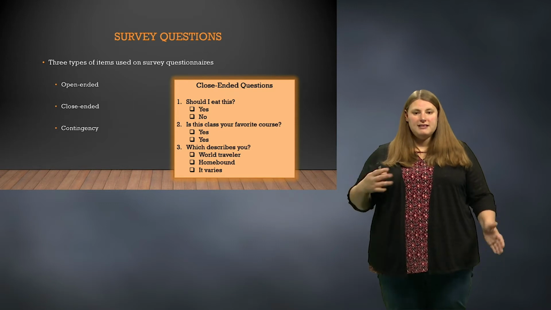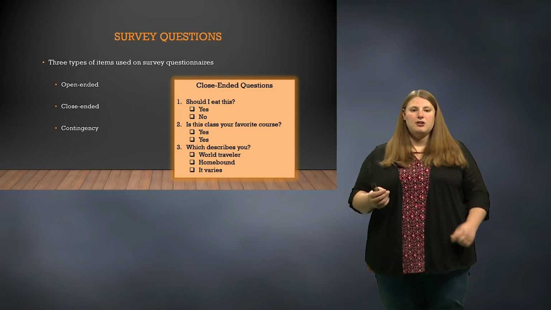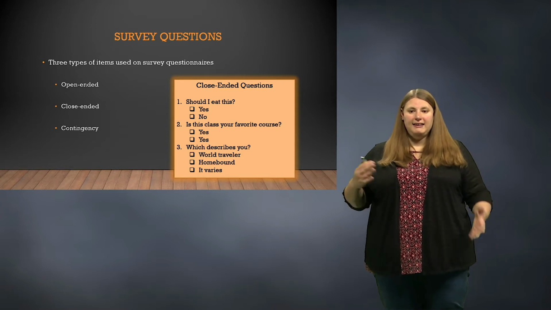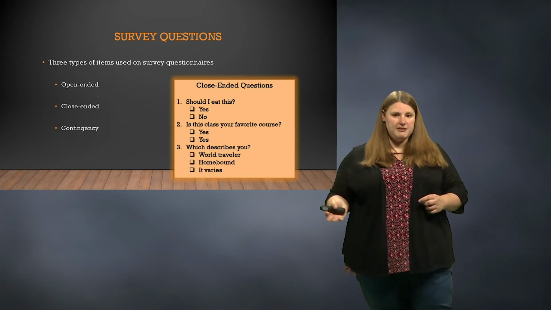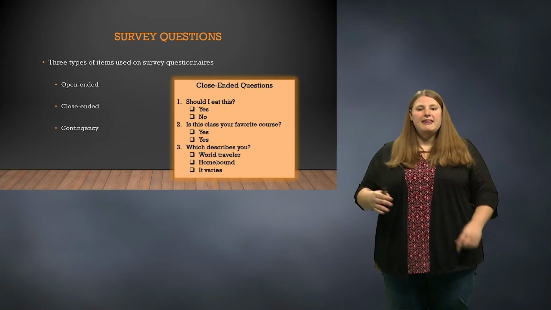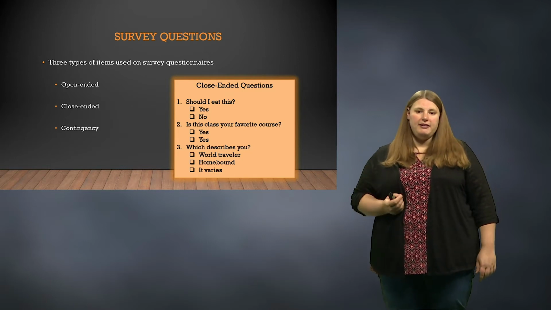You can go beyond simple yes-no questions and still use closed-ended responses. For example, number 3 allows the respondent to pick a description of themselves, but they must select from a series of categories that have been developed and provided by the researcher.